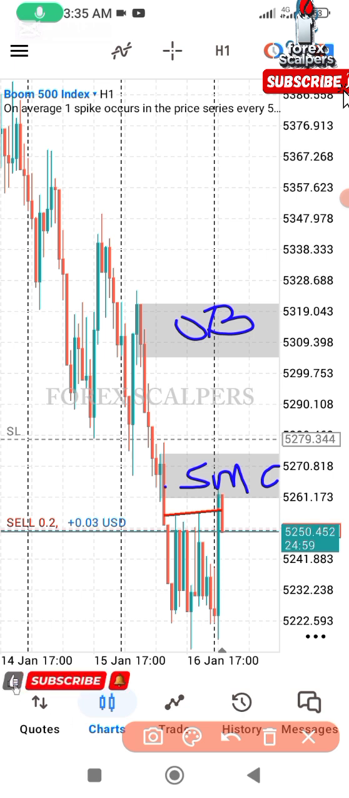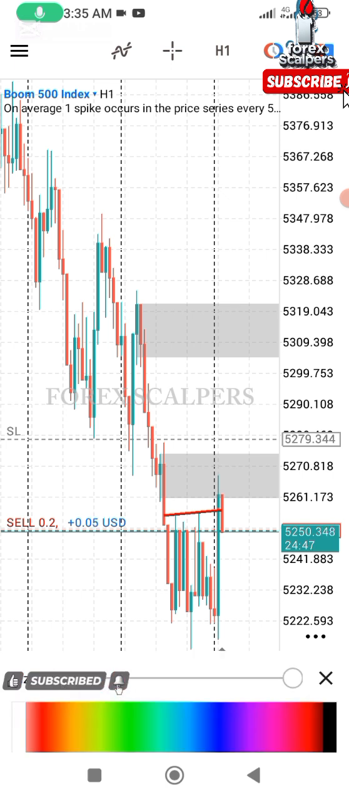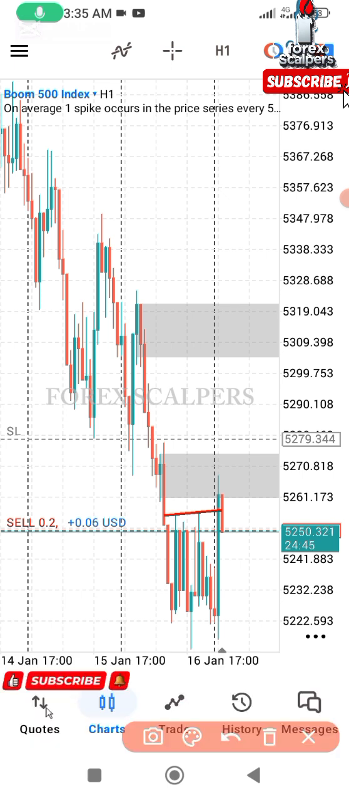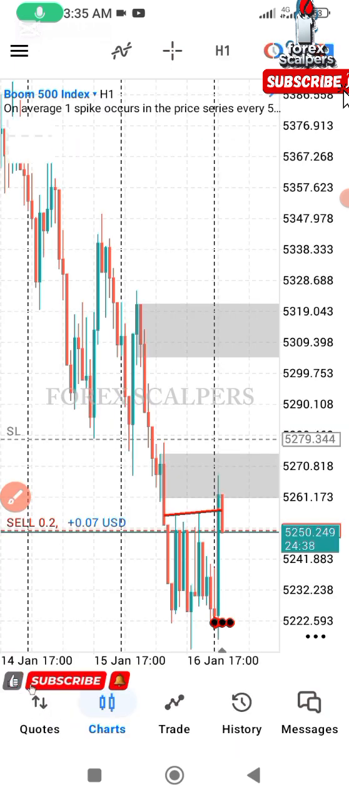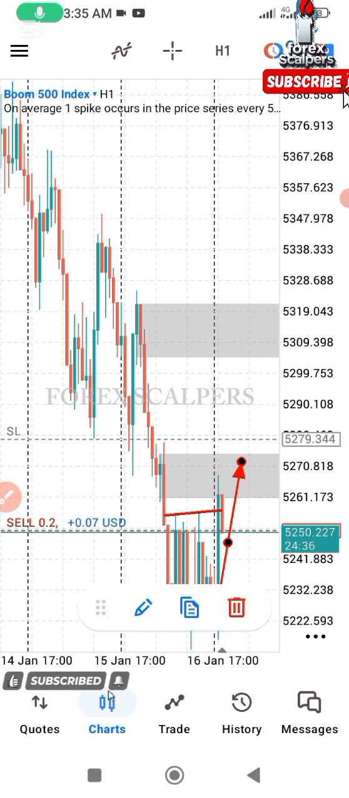Just as you can see, keeping it simple. Now that I've identified this as my additional point of interest, what do I need to do? I wait for price to pull back into that point of interest. So price pulls back, and price eventually returns into this point of interest here.